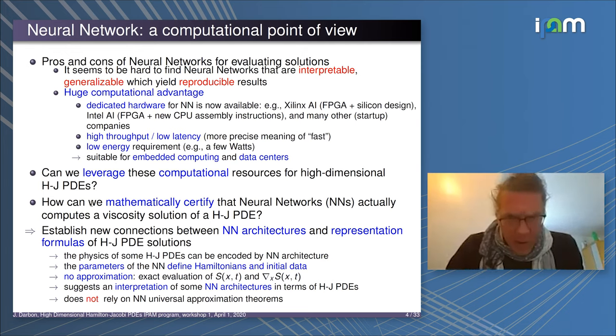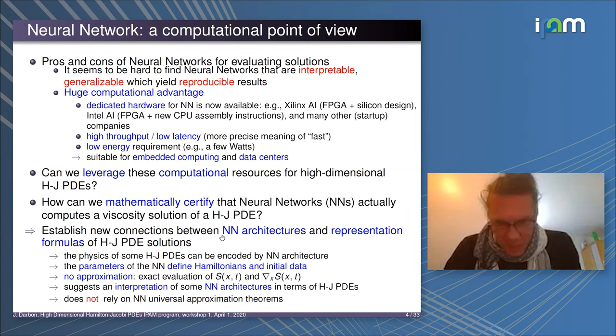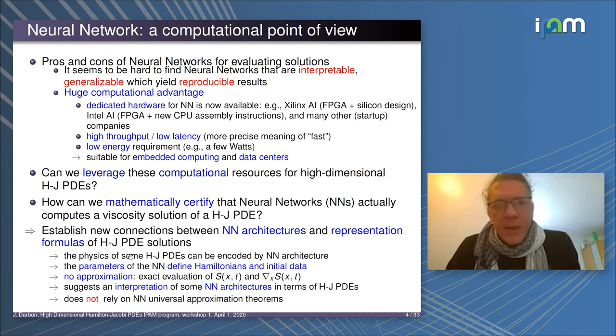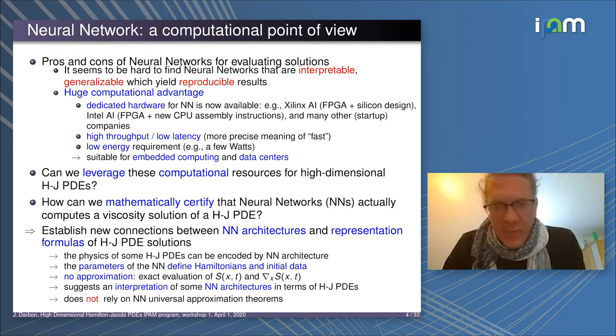What we wish to accomplish is to design those architectures that correspond to representation formulas of solutions of Hamilton-Jacobi PDEs. If this is doable, then some of the physics of the problem can be naturally encoded into the neural network architecture. And we shall see that this is possible for certain Hamilton-Jacobi PDEs, for Hamiltonians and initial data that take particular forms. And we shall see that the parameters of the neural network will define the Hamiltonians and the initial data.